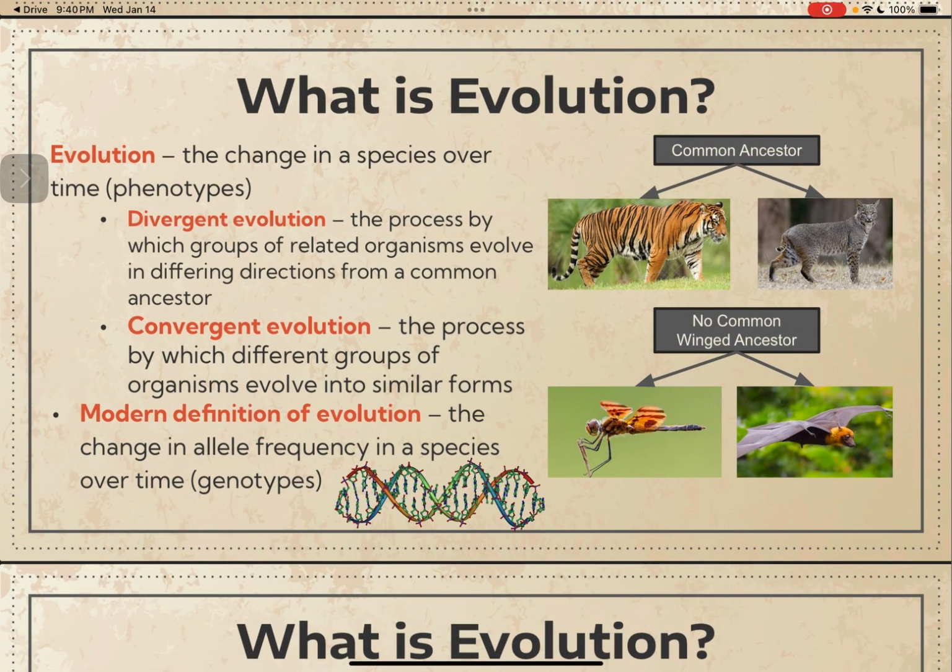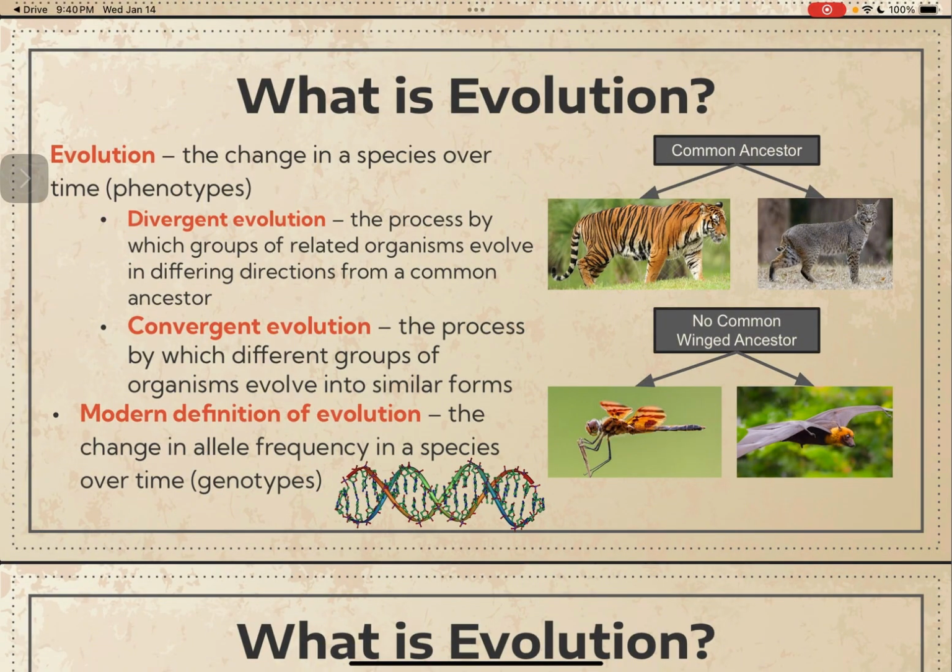So what is evolution? Evolution is the change in a species over time, which means phenotypes. This is the old definition, which Mr. Mason does not want us to remember, but it's the short, quick way to think of it. There are different types of evolution. There's divergent evolution, which is the process by which groups of related organisms evolve in differing directions from a common ancestor. So if you look to the right-hand side, the tiger and the bobcat have a common ancestor, but they've completely evolved separately. They don't look anything alike.